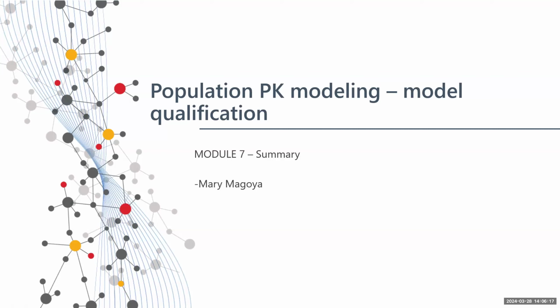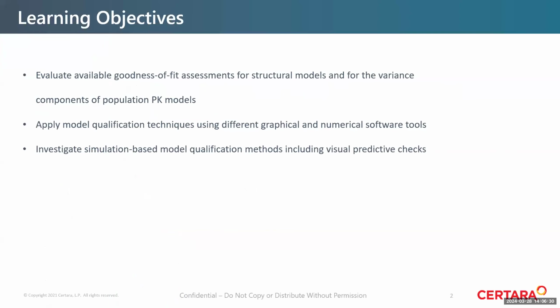Hello, everyone. Thank you so much for coming to this session. I'll take you through the Module 7 summary, which is on model qualification of population PK modeling. The learning objectives are to evaluate the variable goodness of fit assessment for structure models and for the variance components of population PK models. We will also look at how we can apply model qualification techniques using different graphical and numerical software tools. And lastly, we're going to investigate simulation-based model qualification methods, including VPC, which is visual predictive checks.